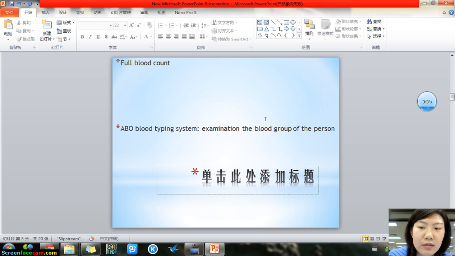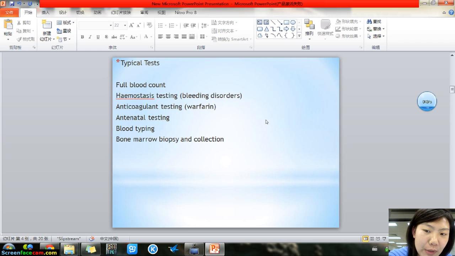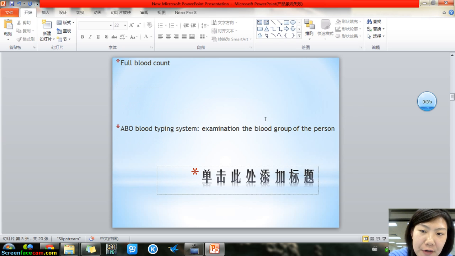In this presentation, we just talk about the first one, full blood counting, the second one, hemostasis testing, and the last one, blood tapping. So the first one is full blood count. So what is full blood count?